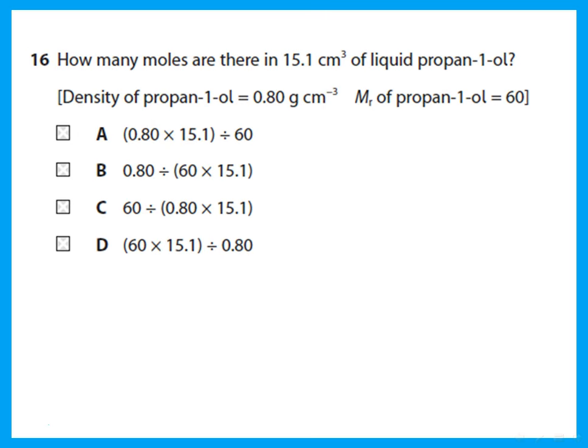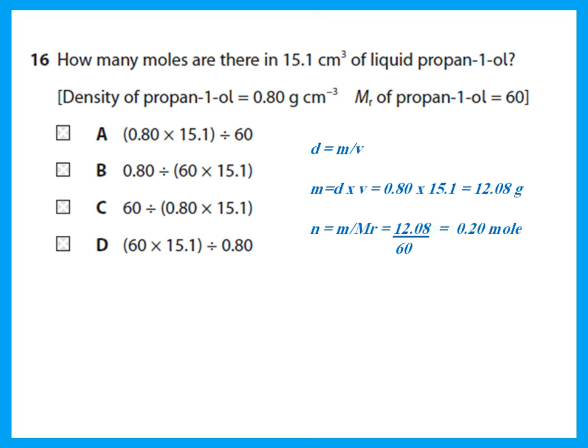How many moles are there in 15.1 centimeter cubed of liquid propanol? Now he gives me the density and the MR, and he wants to know how many moles. You know that density is mass over volume, so that means that mass is density times volume. He gives me the density as 0.8 times the volume 15.1. This is in centimeter cube. That is okay because the density is given in gram per centimeter cube. So that means that the mass I have is 12.08 grams.